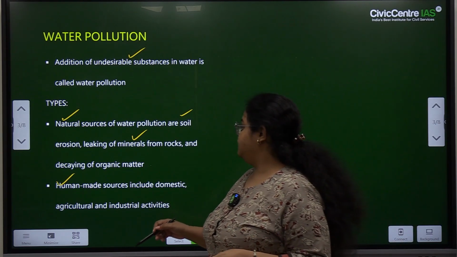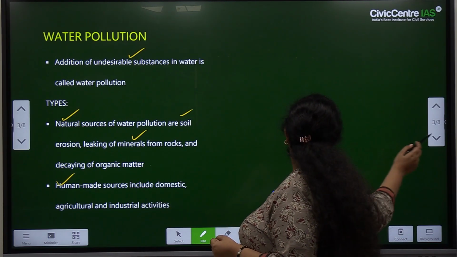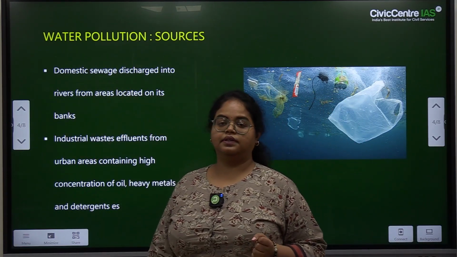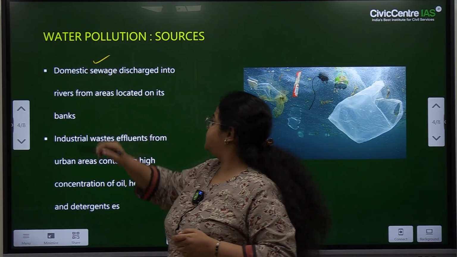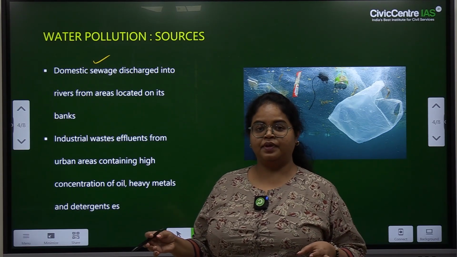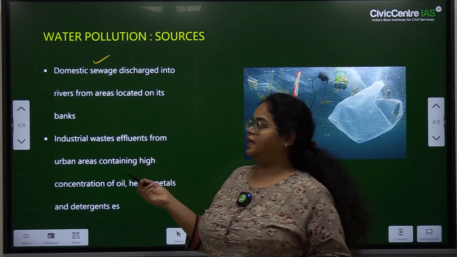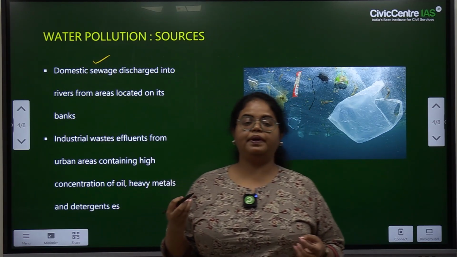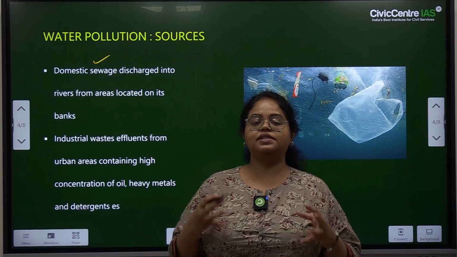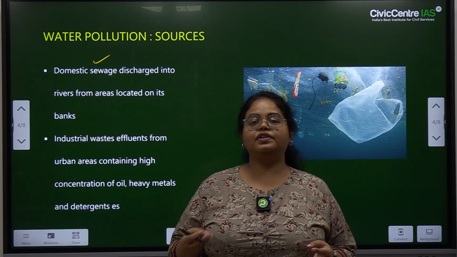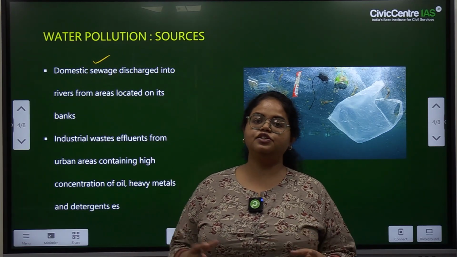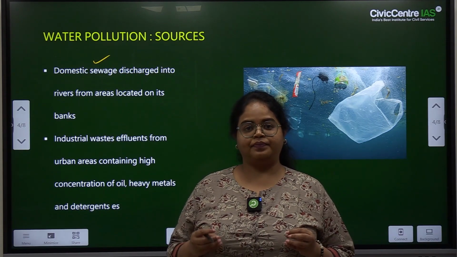Let's also see the human-made sources. For example, we can see the domestic sewage that is discharged into rivers in the areas located on its banks. The domestic sewage, like the water that we have used for bathing, cleaning utensils or washing clothes, when mixed with surfactants or dissolved with soaps and other materials and discharged into water, tends to pollute the water bodies.